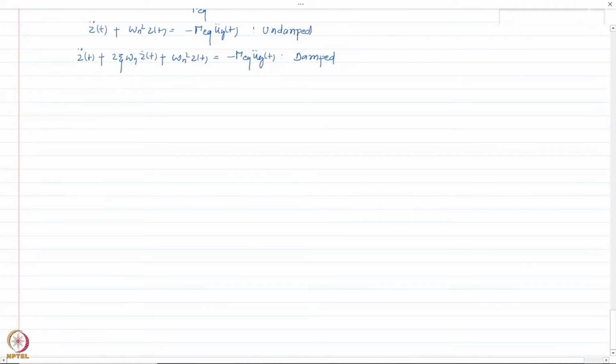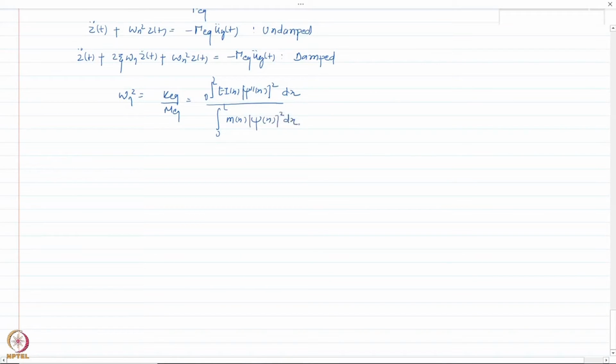Our frequency omega n squared is nothing but K equivalent divided by M equivalent, where I can substitute the expressions and find out the values. So I can write this as the integral from 0 to L of EI(x) times the second derivative of phi(x) squared, and then I have the expression for M equivalent, which is the integral of m(x) times phi(x) squared dx.